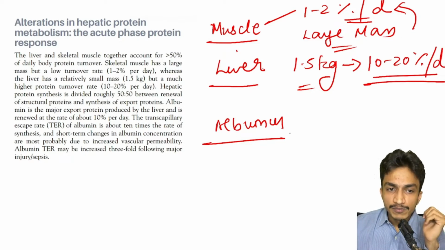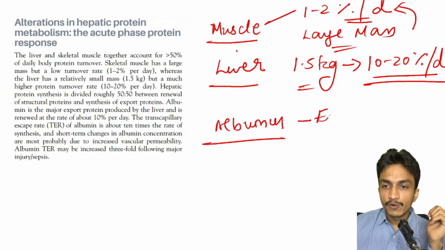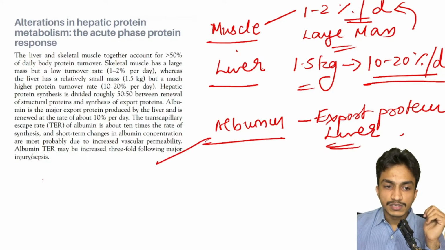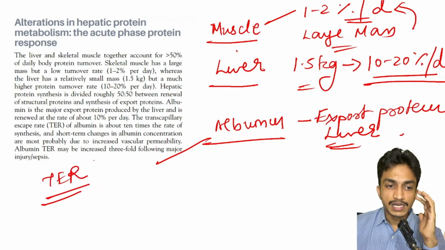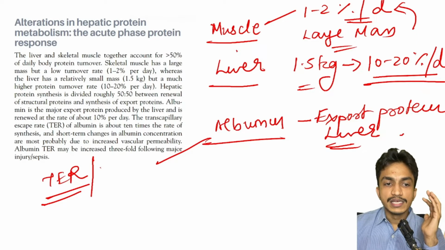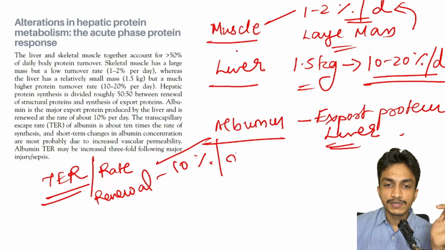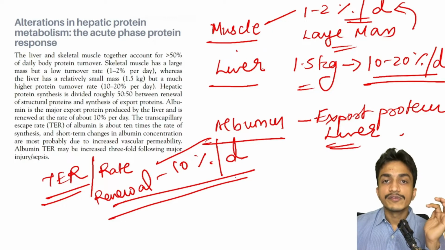Now coming to albumin, it is an export protein from the liver. And what is the renewal rate? The transcapillary escape rate, or the rate of renewal of albumin, is 10% per day. So that is what we need to understand.